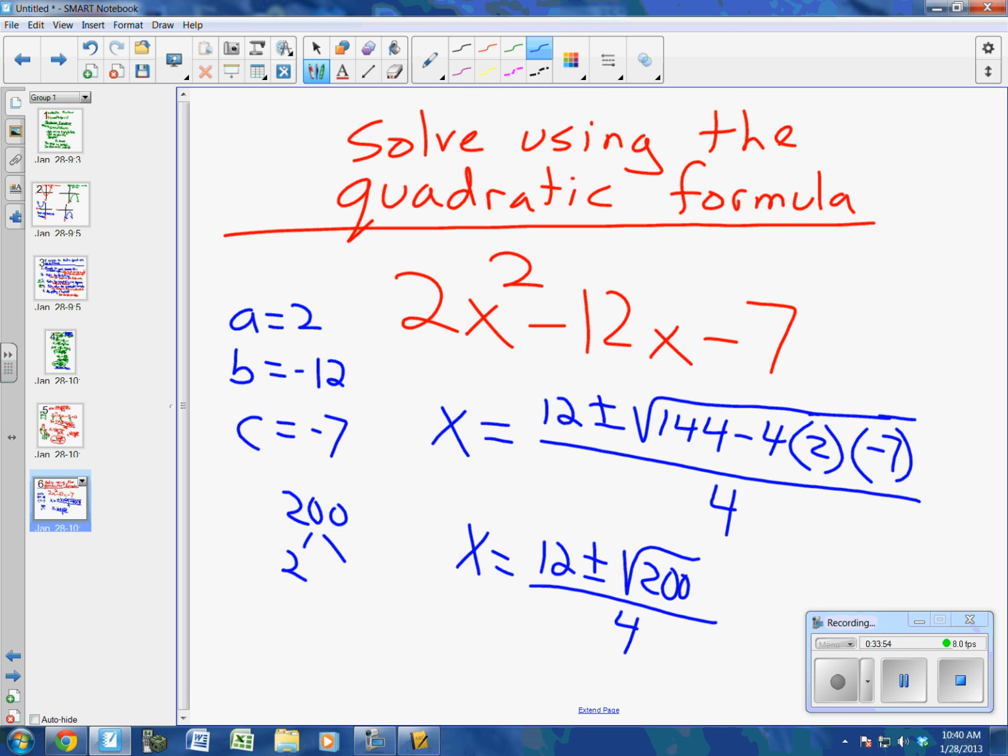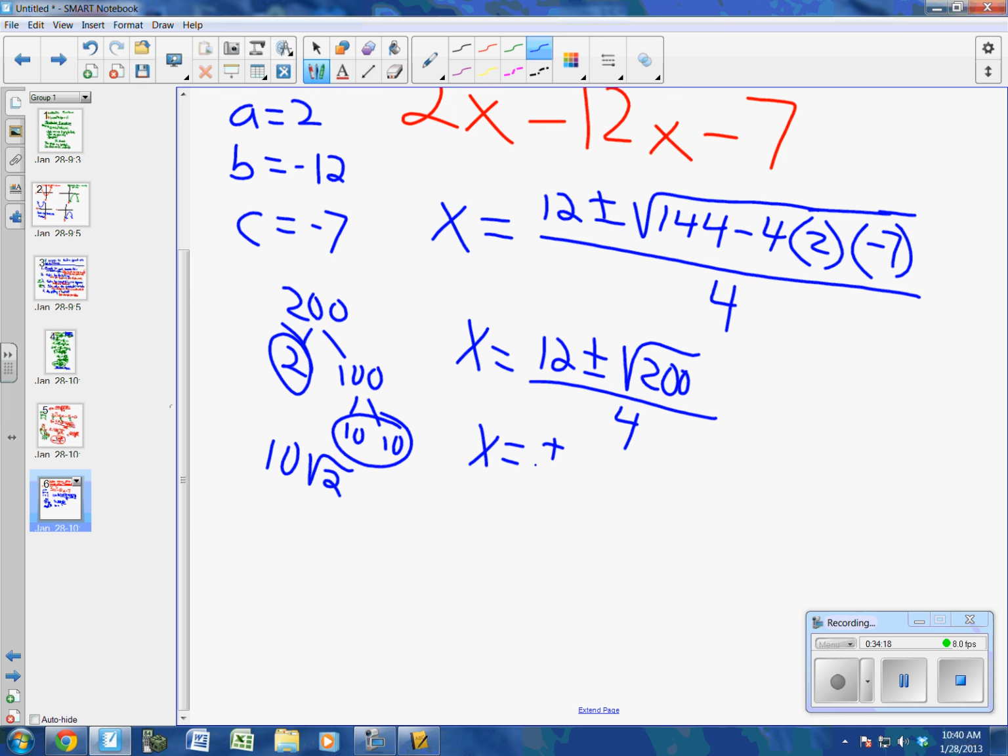I know that 2 times 100 is 200. And I know that 100 is 10 times 10. And I'm not going to break it down any further than that because that's a pair. And that's all I'm looking for. I know 10 is not a prime number, you guys. But 10 times 10 is a perfect square. And so I know that this is going to break down to 10 times the square root of 2. So I have x equals 12 plus or minus 10 times the square root of 2 all over 4.